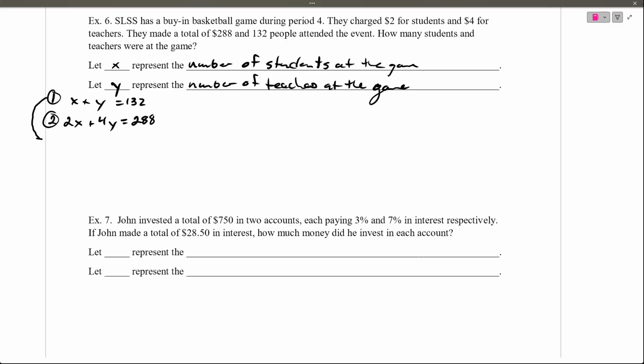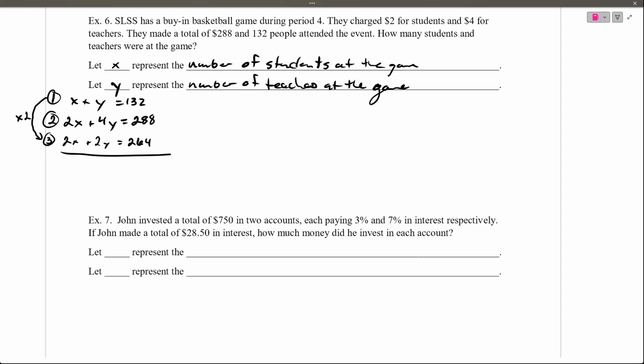So we're going to bring this down, times it by 2, and this is going to be equation 3. And so we have 2 times X, which is just 2X, and we have 2 times Y, which is 2Y, and we have 2 times 132, which is 264.